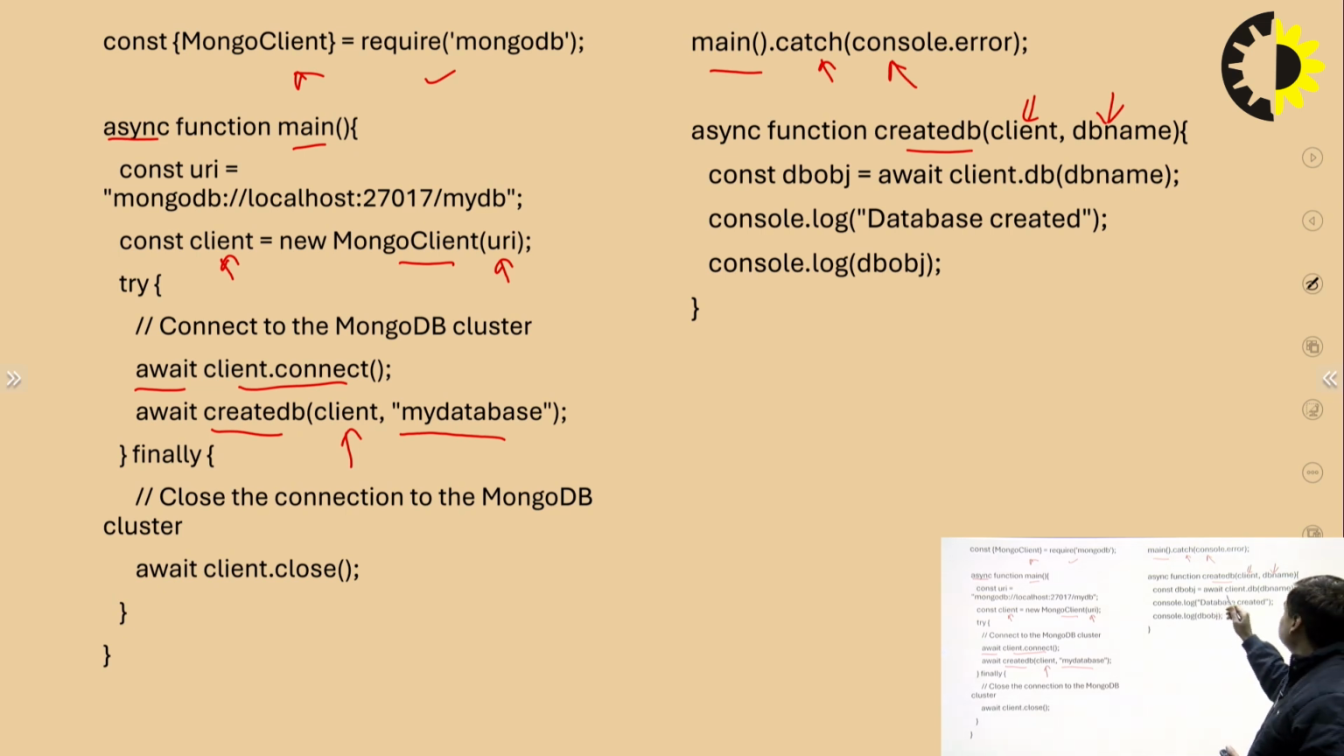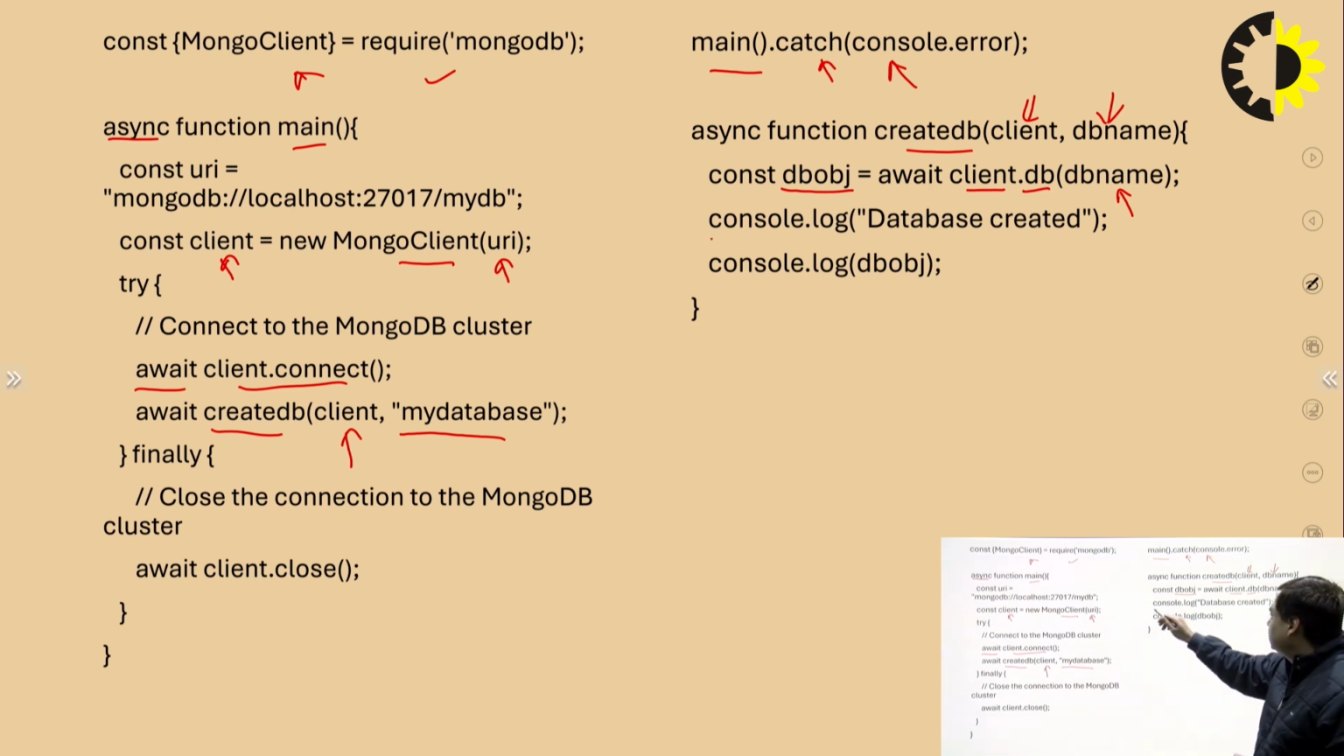So we are using the function client.db. db is a predefined function and we are passing the database name. The database name is my database. So when this instruction is executed, or you can say when the database is created, it will be stored in the db object. So the db object basically has the instance of the database which is already created.